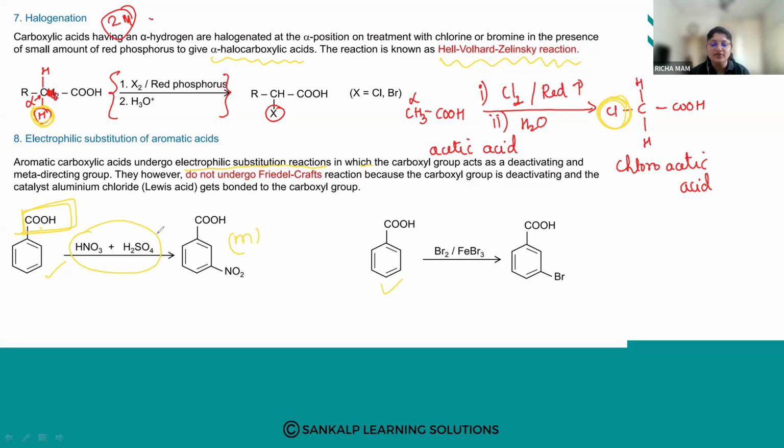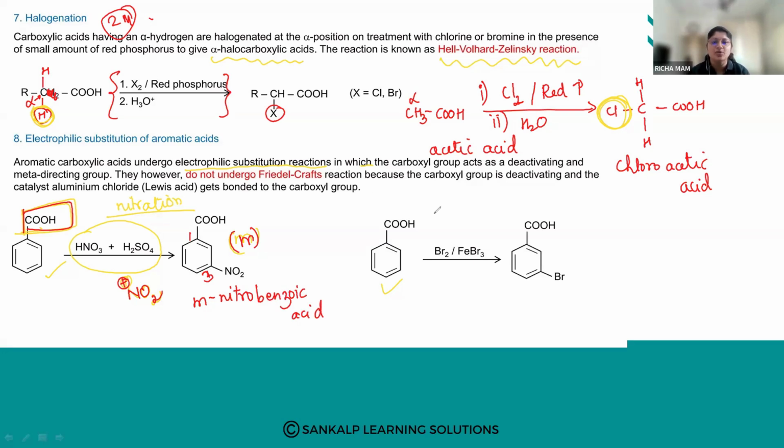First, we are doing nitration. The nitrating agent is concentrated HNO3 and concentrated H2SO4, and the electrophile generated from this nitrating mixture is the nitronium ion, NO2 plus. Because of the presence of the carboxylic acid, the nitronium ion is directed to the meta position, the 1,3 position. So it is meta-nitrobenzoic acid.